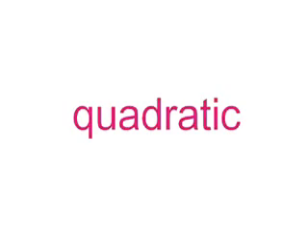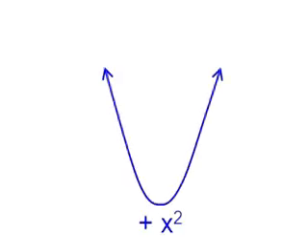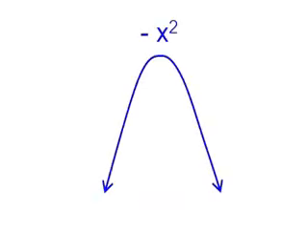Are you pondering what I'm pondering? Well, what I need you to know is that anything that contains an x squared, we'll call it quadratic, is either going to look like a curve opening upward, if the x squared term is positive, or a curve opening downward if the x squared term is negative.